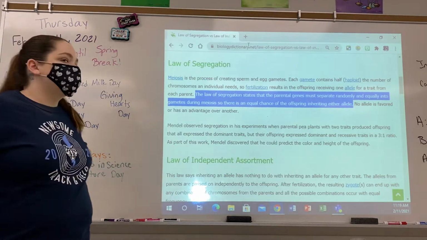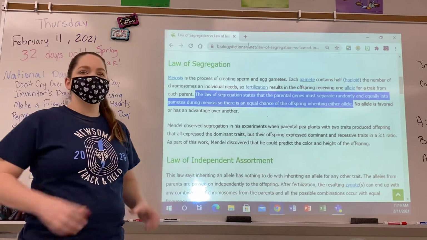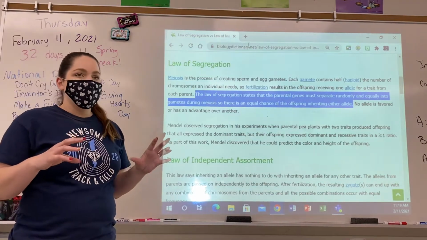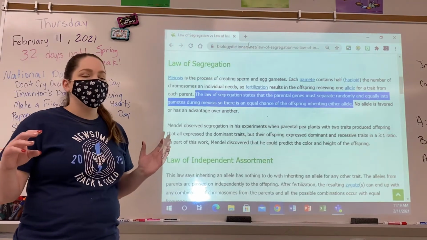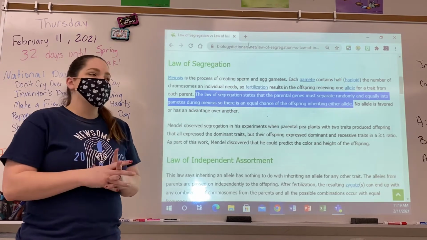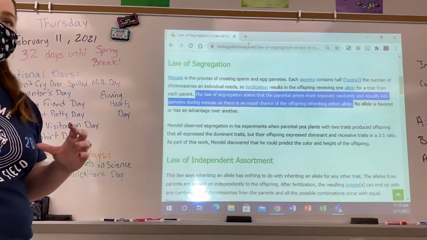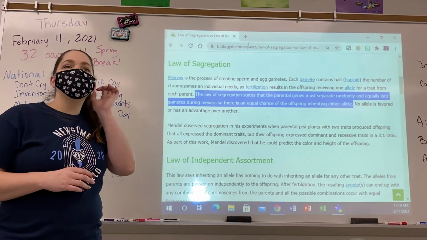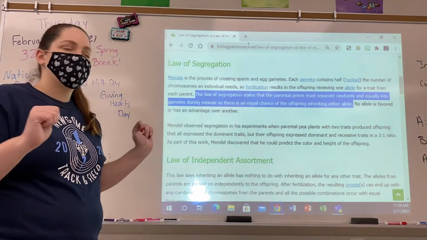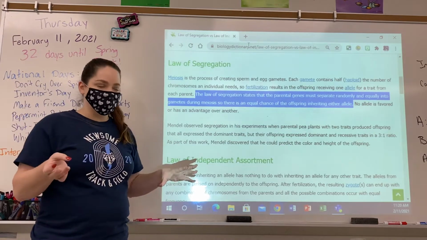So the law of segregation says that during meiosis, when your cells are separating, your chromosomes are separating, which means that your alleles on those chromosomes, your traits, all of the things, they're all separating. And the law of segregation says that they are going to separate equally. So what that means is that you are going to get one from one parent and one from the other parent equally. One allele comes from mom, one allele comes from dad. That is the law of segregation.